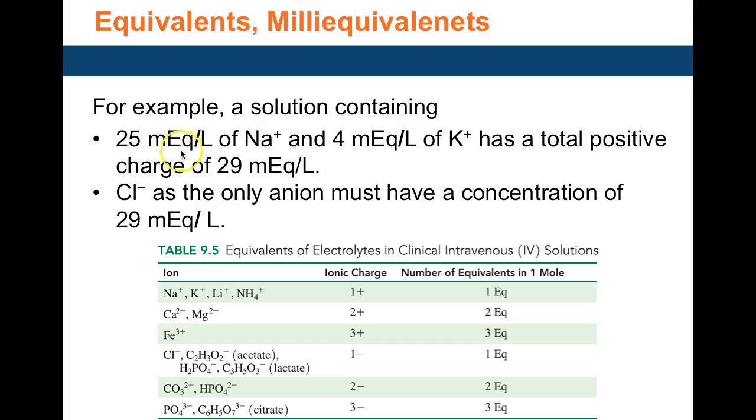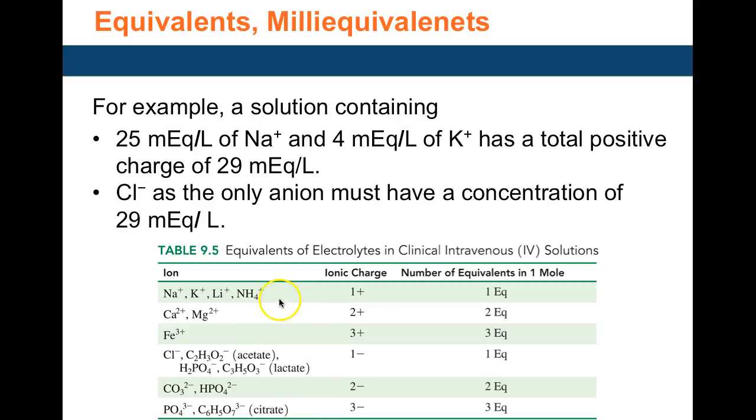So, suppose you have 25 MEQ, milli EQ, of Na sodium positive ions and 4 MEQ of the potassium positive ions. That means a total of 29 MEQ of the positive ions. So always in a solution, when preparing an IV solution, the positives have to be matched up with the negatives. So chloride ion, which is the only anion present in this particular IV solution, must be 29 MEQ. So the amount of negative charges must balance the amount of positive charges.